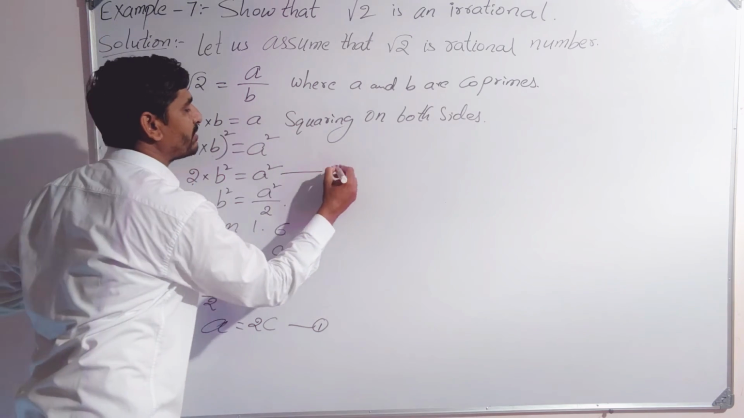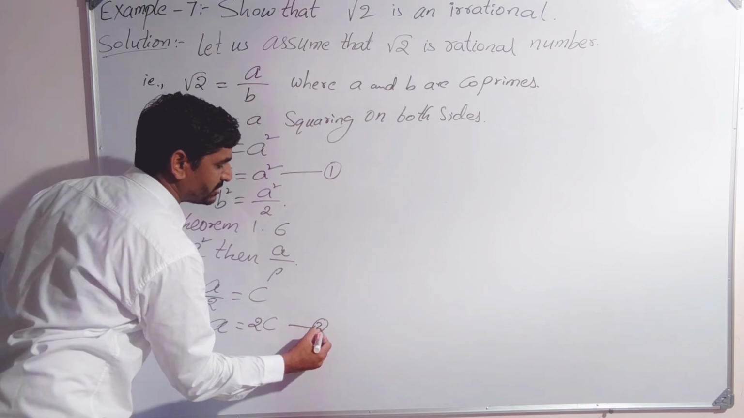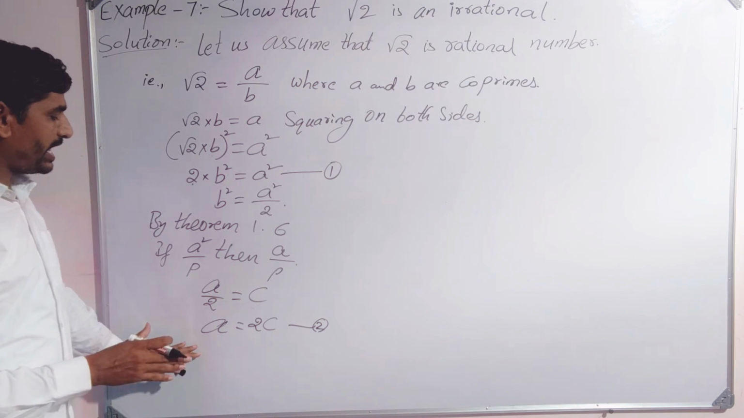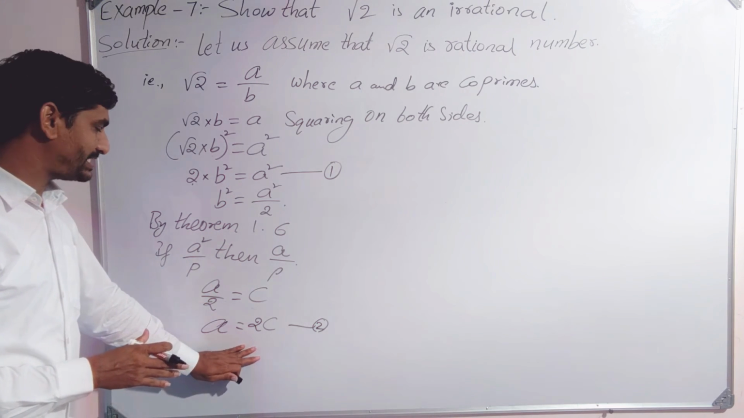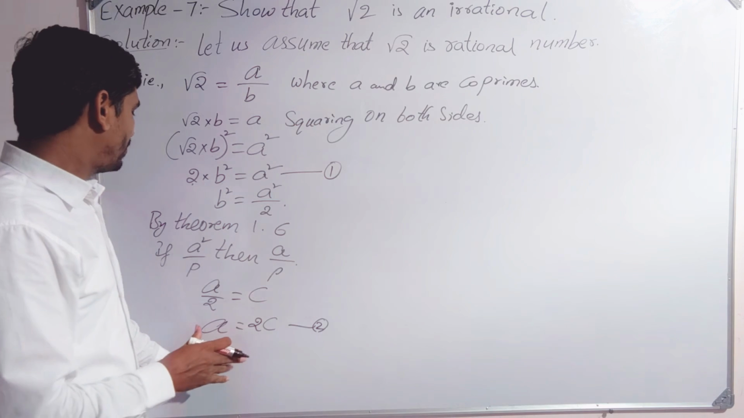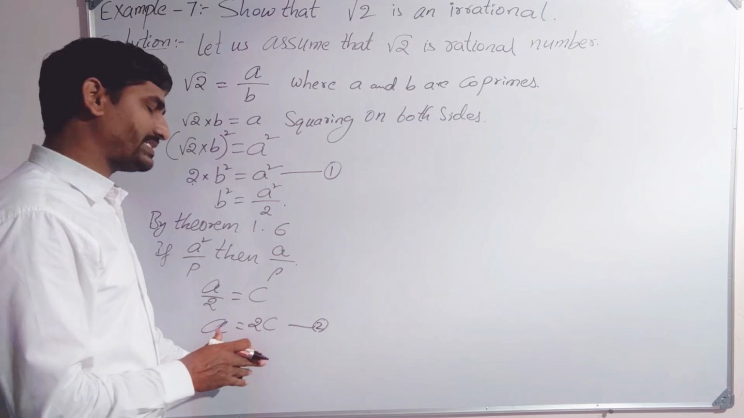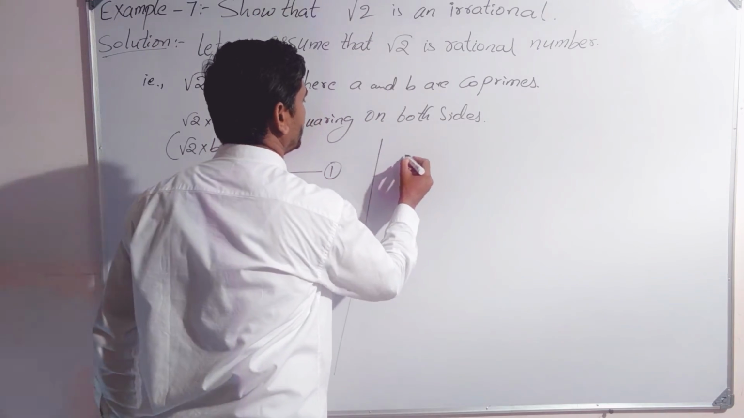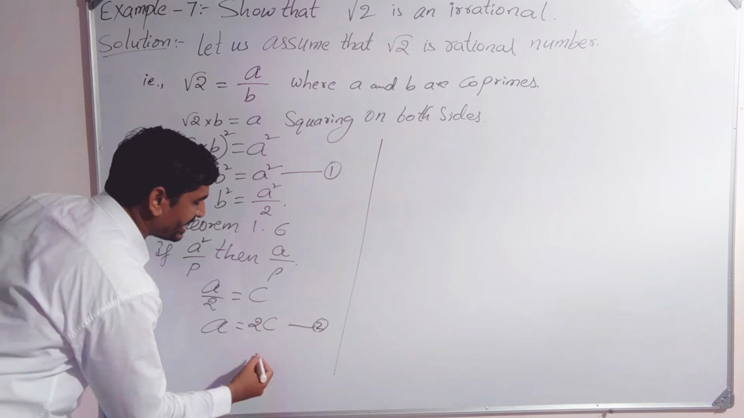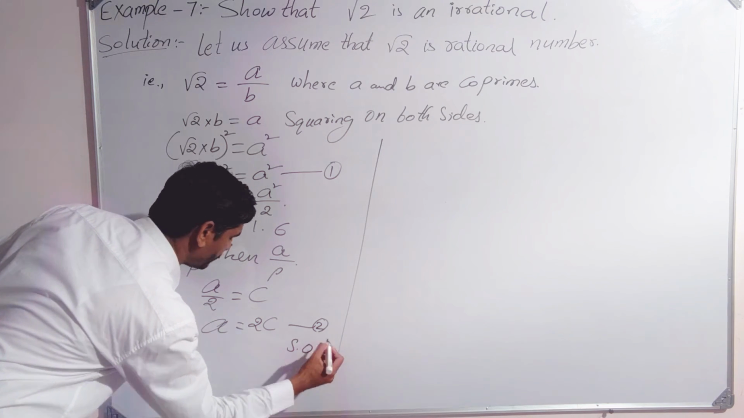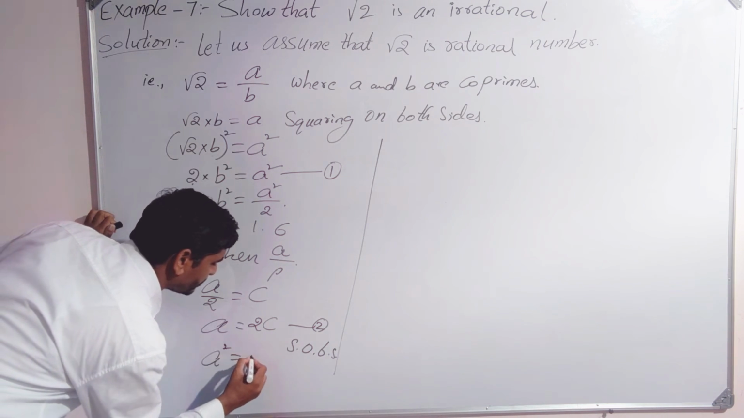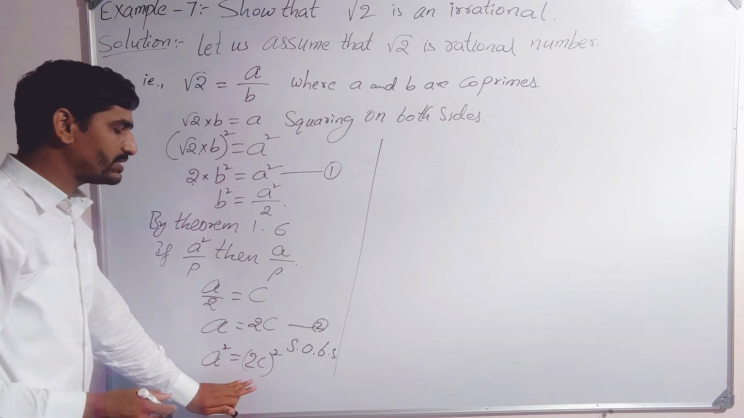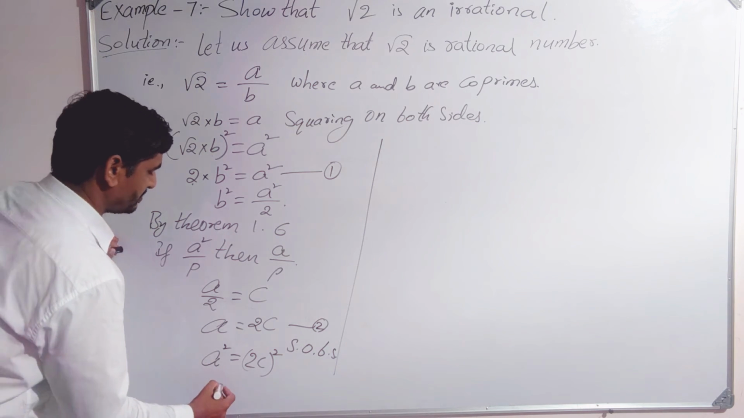Now this is equation 1, and the other equation is taken as 2. By observing this, a is equal to 2c. Up to here this is completed. Now squaring on both sides, we will get a square equals 2c whole square. Now this a square equals 4c square, we will get.